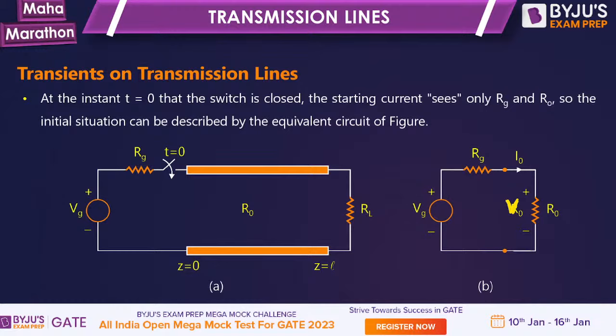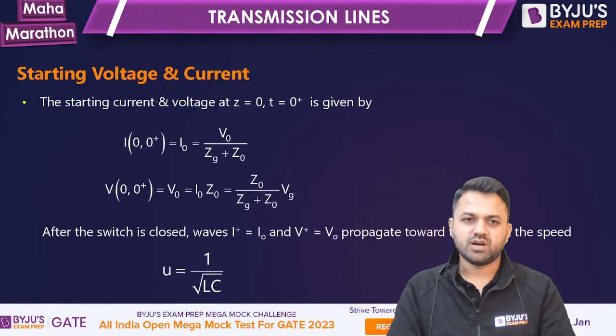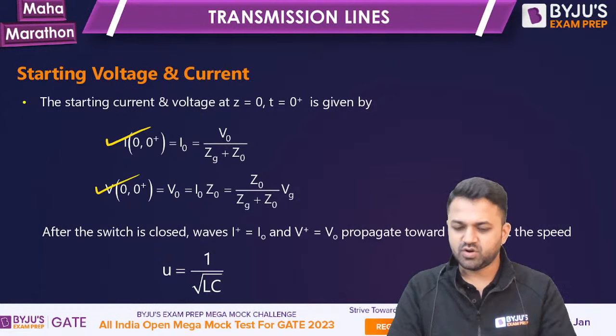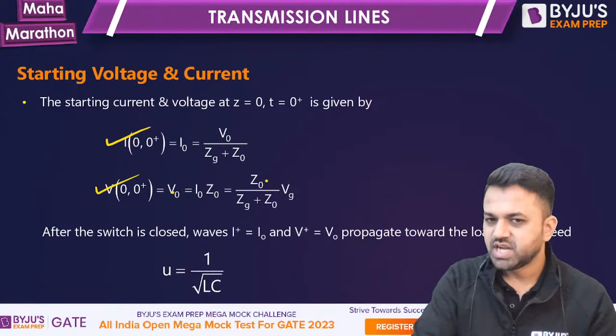That V0 and the I0 are the initial voltage and current which are applied to the transmission line. When you calculate the initial voltage and current, I0 is equal to V0 upon ZG plus Z0, and the voltage V0 is equal to Z0 into VG divided by ZG plus Z0. It is nothing but the voltage division rule.